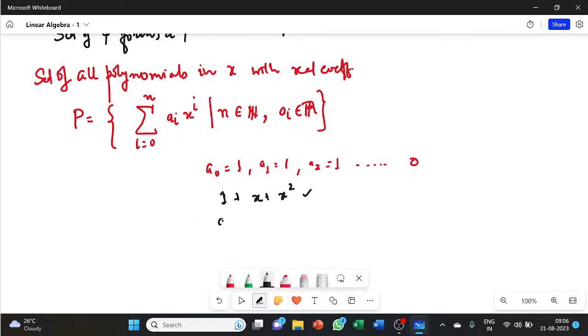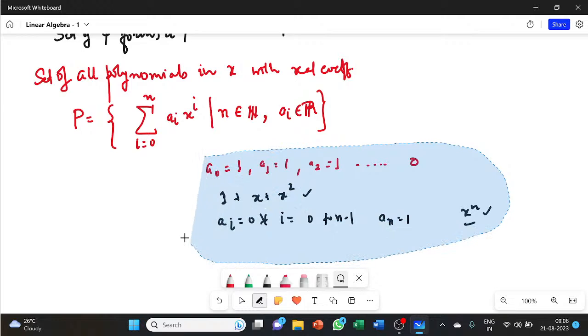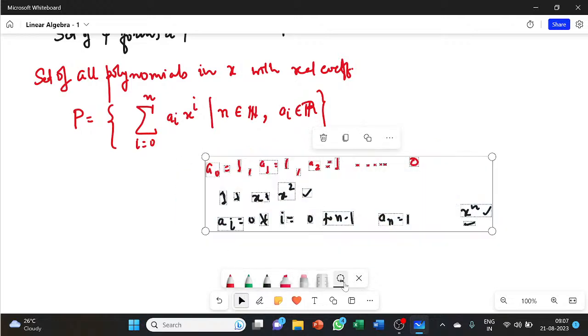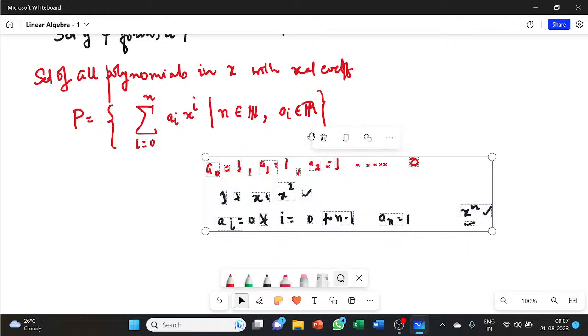Let's say a_i is equal to 0 for all i from 0 to n minus 1, and a_n is equal to 1. So what does it represent? It represents x raised to power n. So obviously this particular structure can be referred to as the set of all polynomials in R. And since the a_i's are all real numbers, this represents a set of polynomials in x with real coefficients.